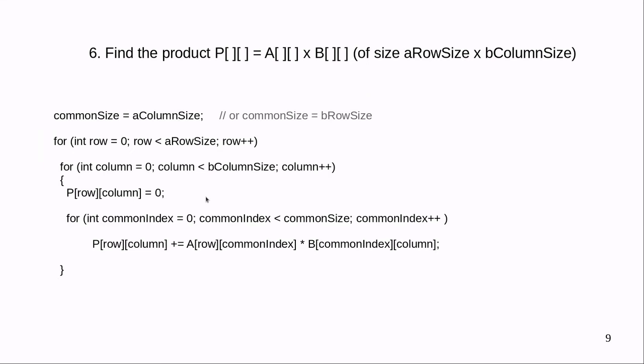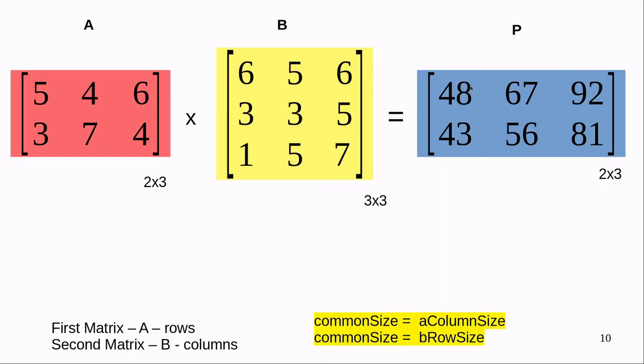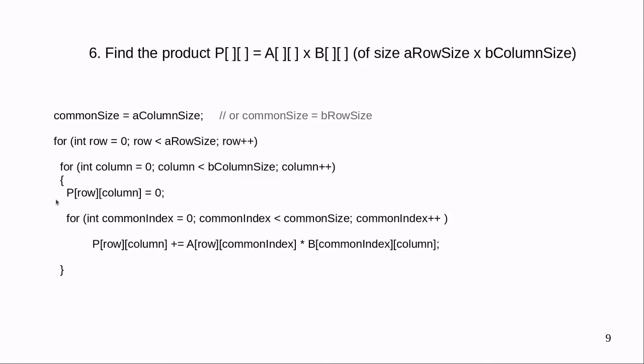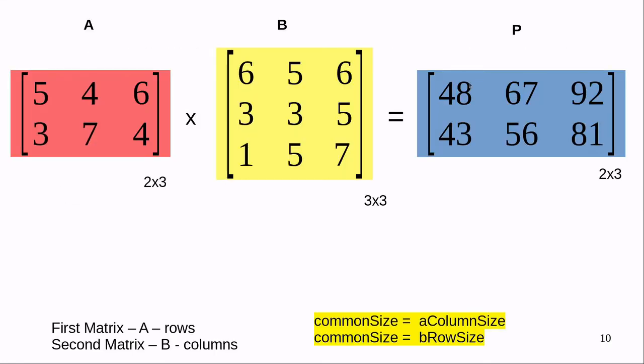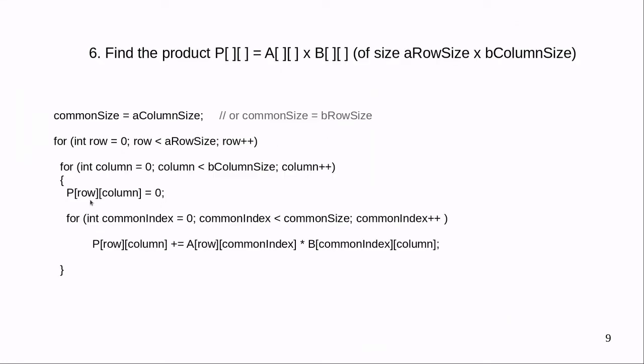So now what do we have to do once we reach each of these positions? P of row column equal to 0. Okay, so in the very first case, we come here and we have to reach ultimately this number called 48. But initially we are writing, okay, let this be 0. That is what we have done here. Let us first assume that this value is 0. Okay, so after that, what do we do?